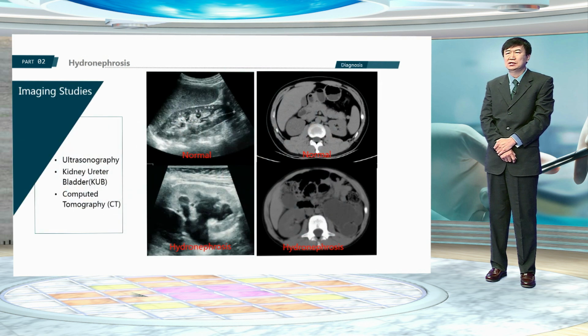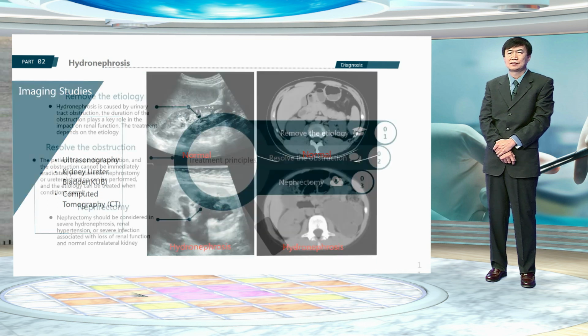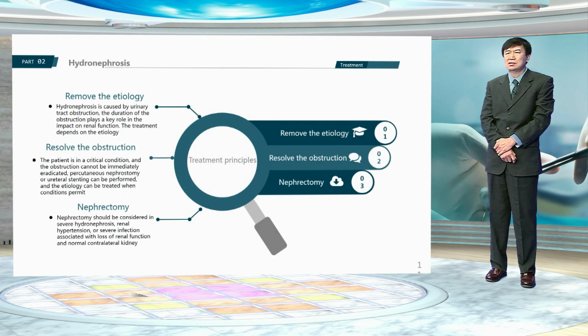Imaging examinations for the diagnosis of hydronephrosis include ultrasonography, excretory urography, CT, MRI, and renal scintigraphy. CT urography is commonly used and has an important role in the diagnosis of hydronephrosis. Because hydronephrosis is caused by urinary tract obstruction, and the duration of obstruction plays an important role in the influence on renal function, eliminating the cause of obstruction is curative and most important.